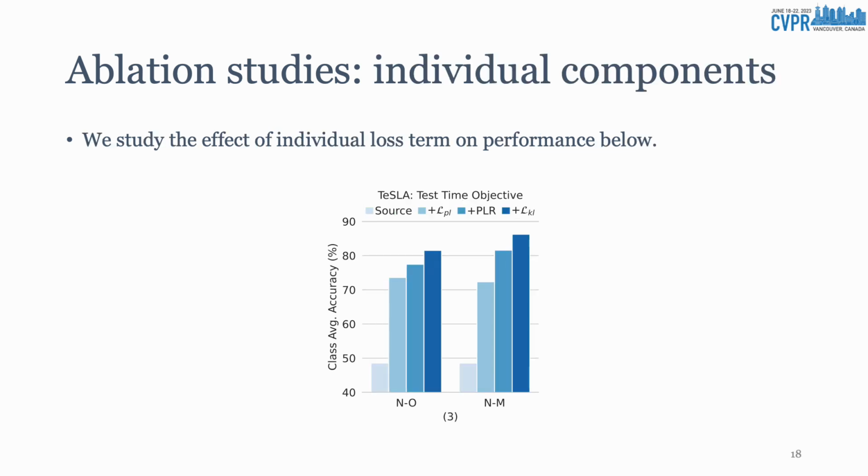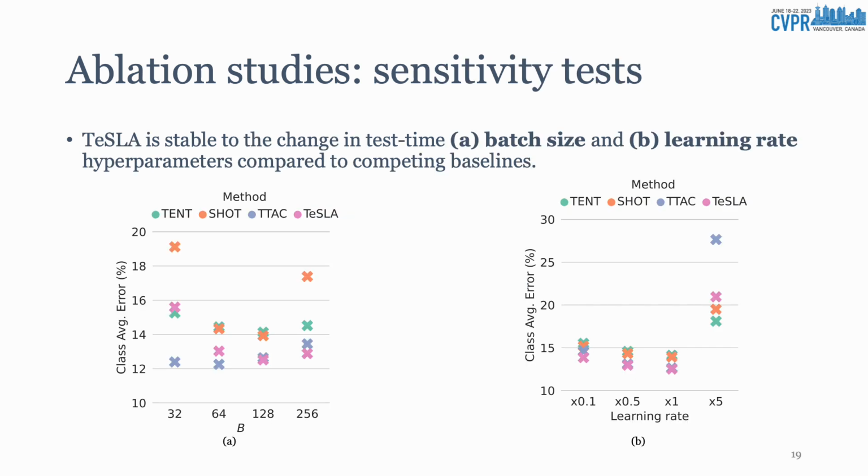In this ablation, we show the contribution of individual components of our proposed test time objective, including teacher-guided mutual information maximization, pseudo-label refinement, and knowledge distillation on adversarial augmentations. We also show that our method is robust to change in the batch size of the input test images as well as the learning rate used for updating the model.